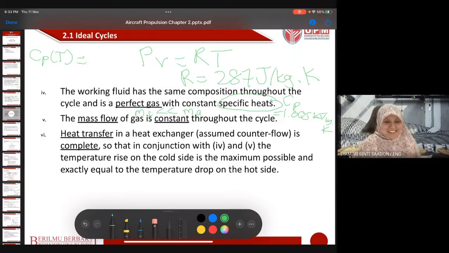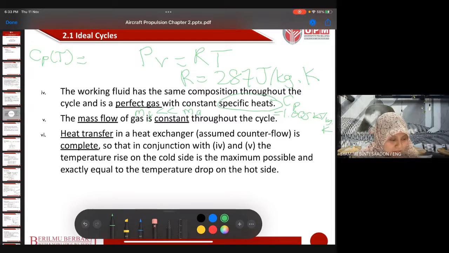Okay, so this one, heat exchanger. For an aero engine, we have the basic aircraft engine cycle from just now: compressor, combustion chamber, and turbine. But if we have a modified gas turbine cycle with an extra heat exchanger, for example intercooling or reheating, then we have an extra heat exchanger here. So that's why we have to assume this number 6.